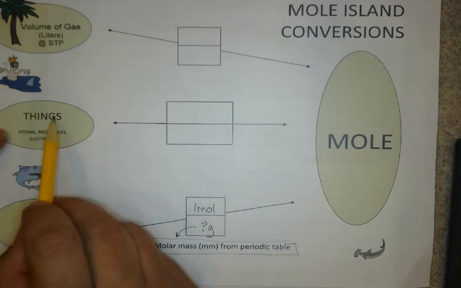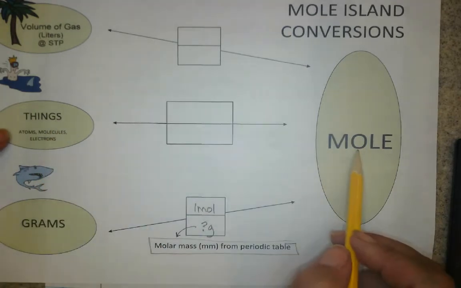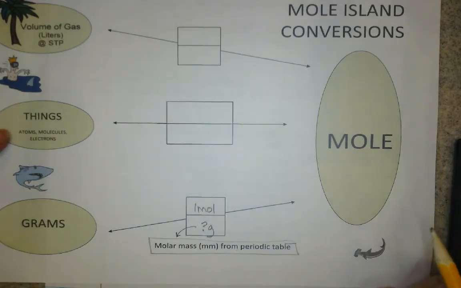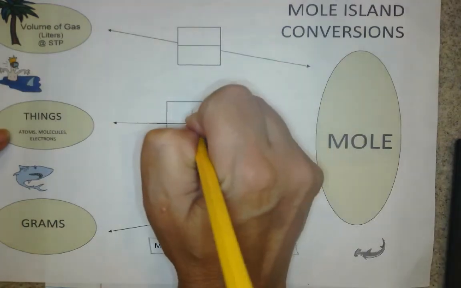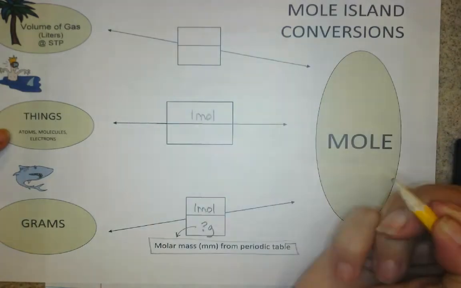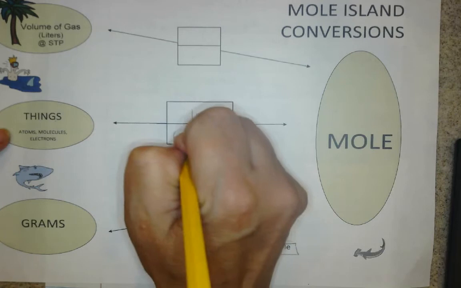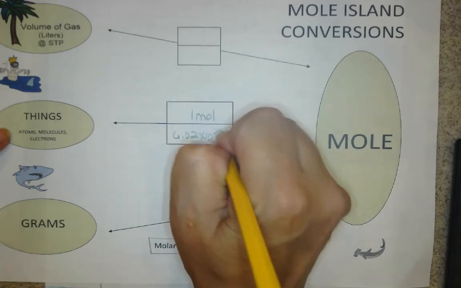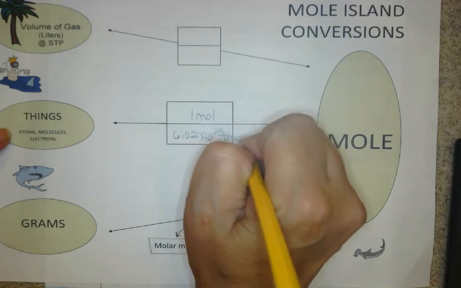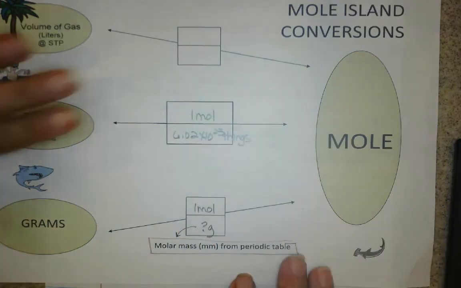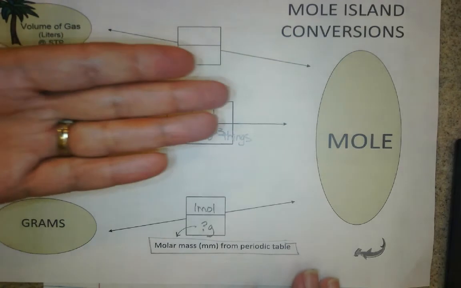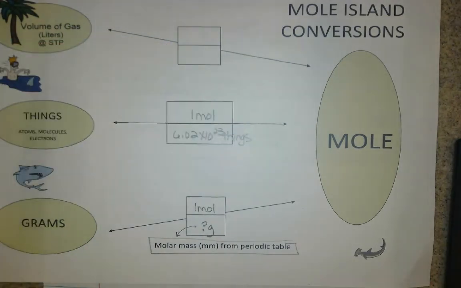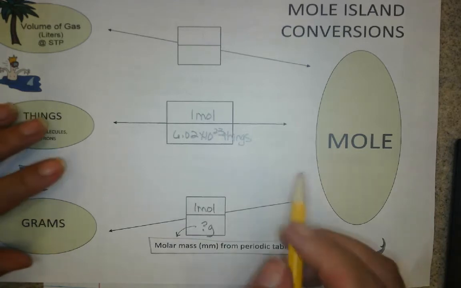If I want to go from number of things to moles, how many things are in 1 mole? Well, for every 1 mole, I have 6.02 times 10 to the 23rd things. And just like all our other conversions, we can flip it, right? For every 1 minute, I have 60 seconds. For every 60 seconds, it is 1 minute.